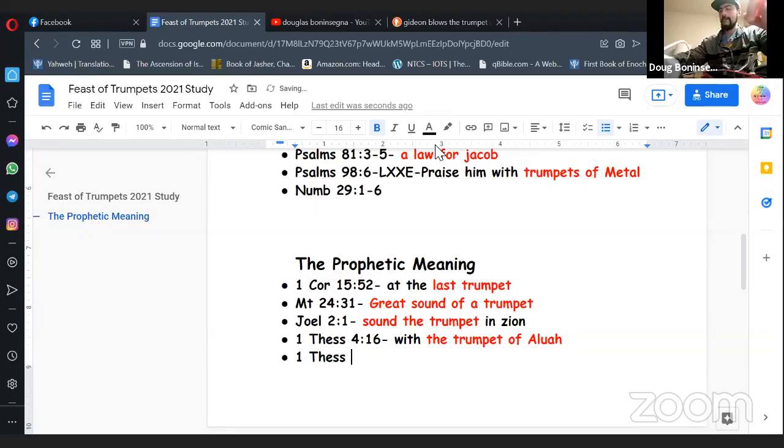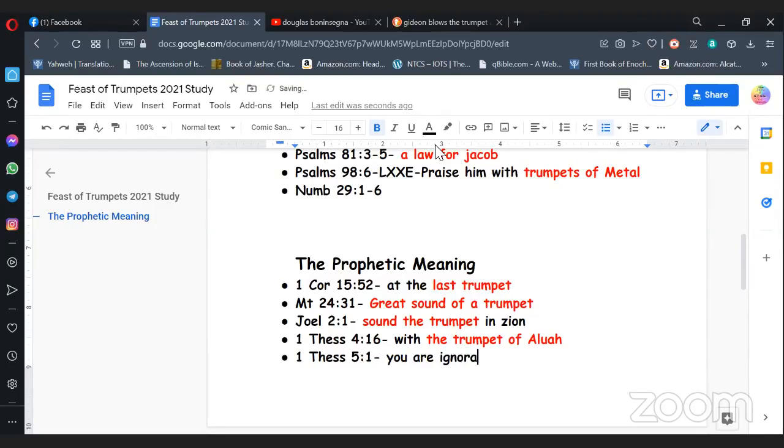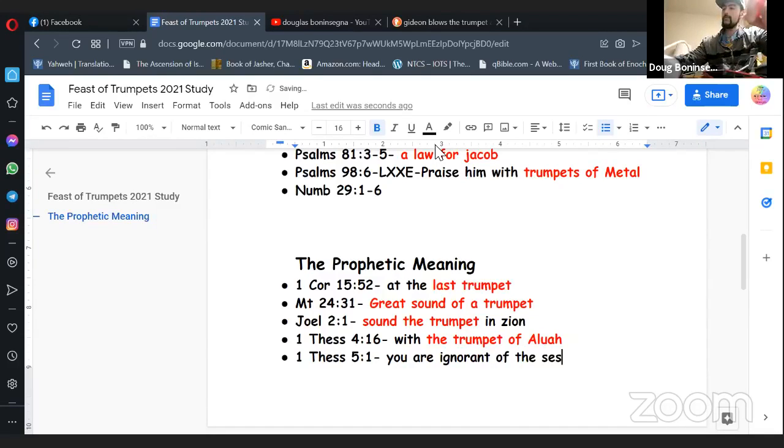Okay, so we're going to look at 1 Thessalonians chapter 5. What is it, verse 1, that Paul starts off with in that chapter? You are not ignorant. Yeah, 5 verse 1. Of the seasons. And in the Hebrew, the majority of the time where you see the word seasons, especially in the Hebrew Tanakh, it's not referring to summer, winter, fall. It's referring to the Moedim, the appointed times. So in that context, we can understand what Paul's actually talking about here.